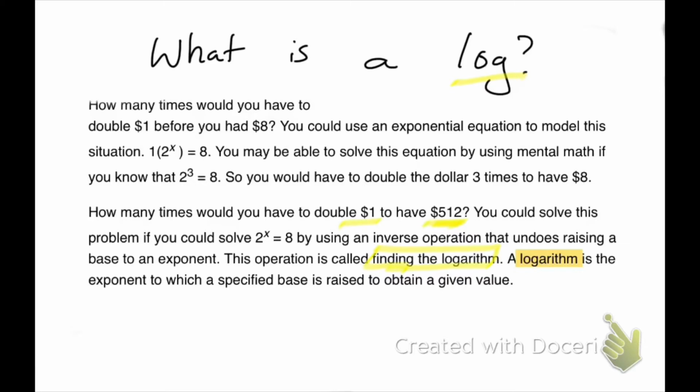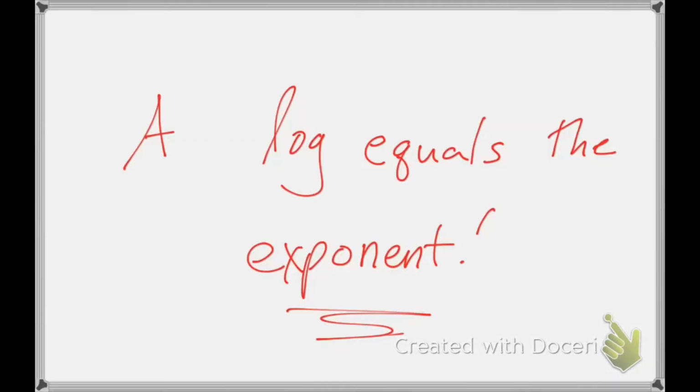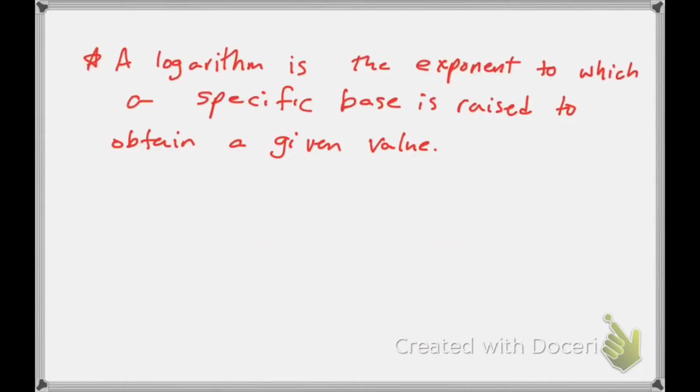So a logarithm is the exponent to which a specific base is raised to obtain a given value. Now the main thing I want you guys to remember from this is that a logarithm equals the exponent. A log equals the exponent. If you remember this, it's going to make your life a lot easier. So again, the logarithm is the exponent to which a specific base is raised to obtain a given value. Log equals the exponent, but let's look at what this looks like practically.